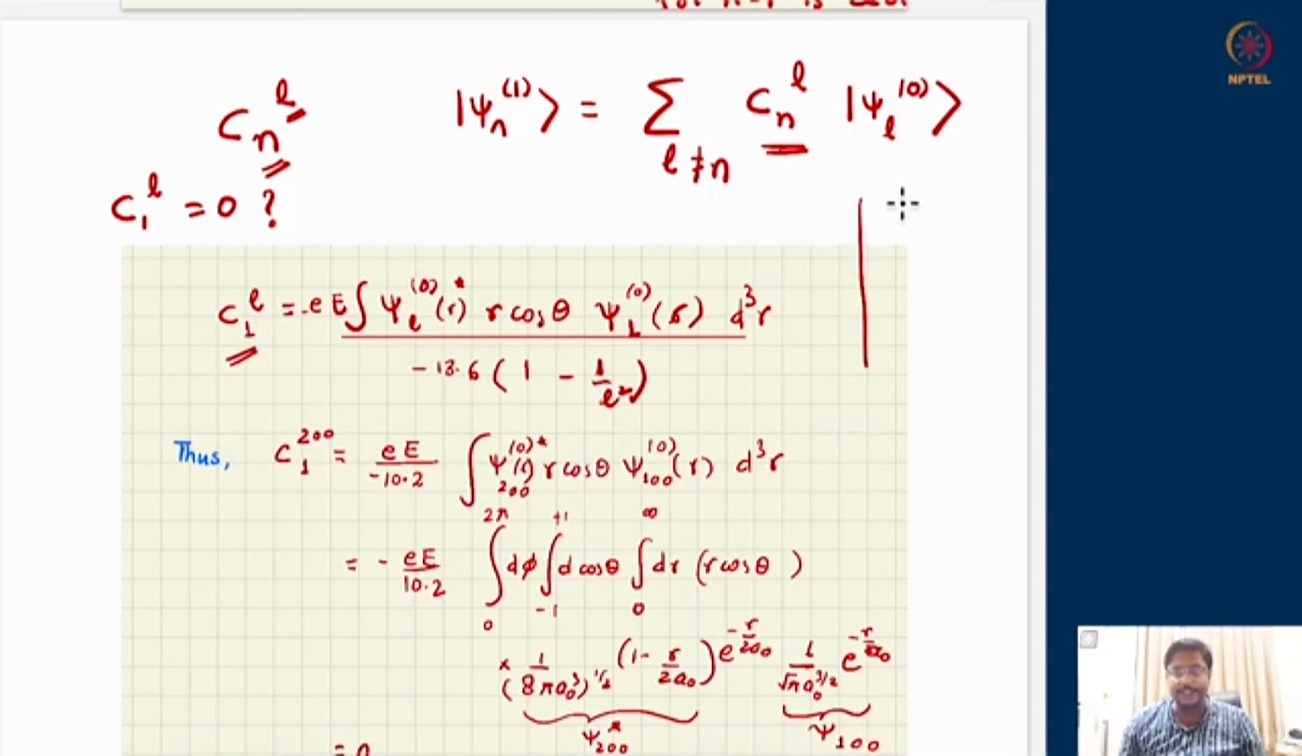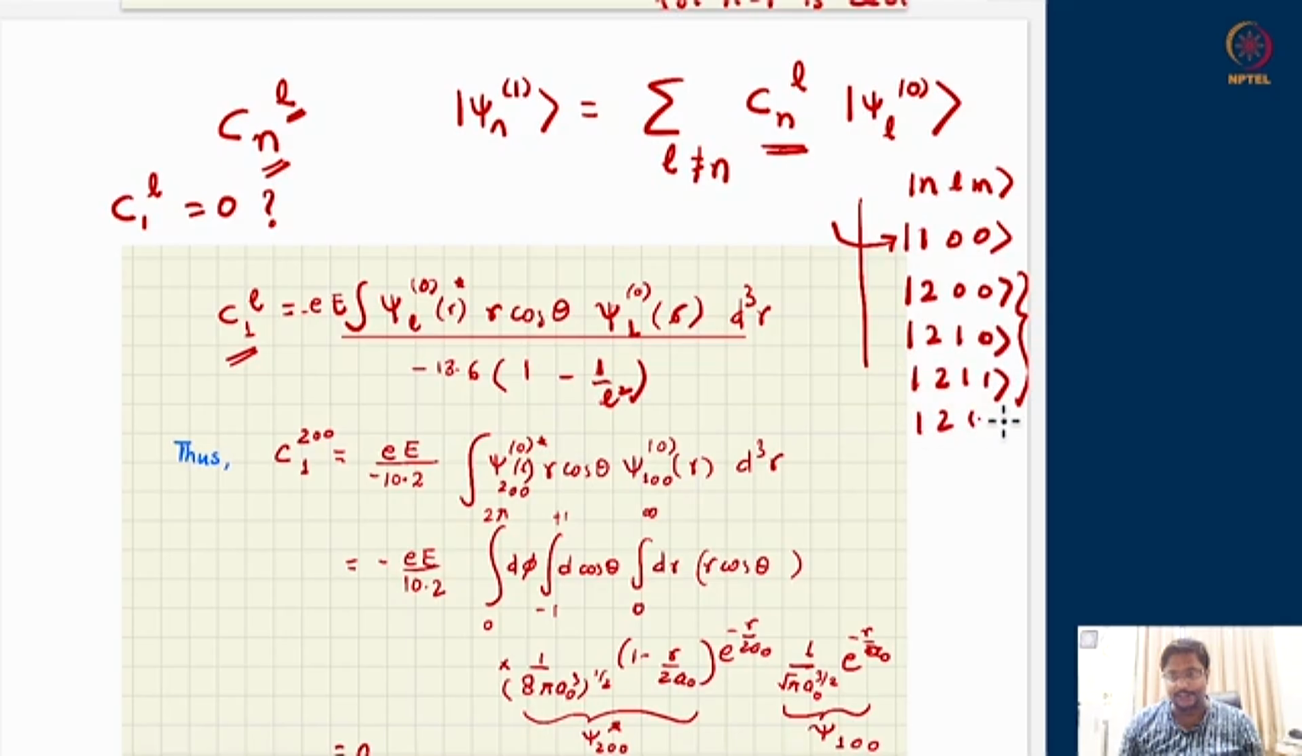There is a ground state which in the NLM basis is given by 100. We are trying to get the correction to this. And then the first excited state, 200. Actually, there are 3 more of them at n is equal to 2. 210 is there, 211 is there, and 21 minus 1 is there. This is for n is equal to 2. This was for n is equal to 1.